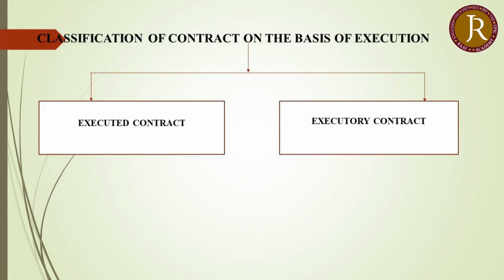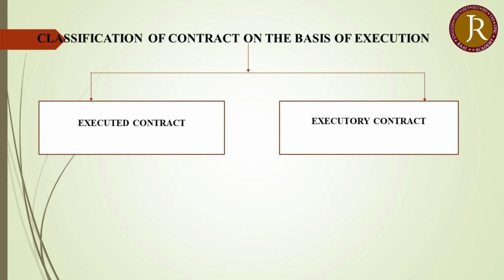Next type of contract is classification based on execution. In this, it is divided into two parts. One is executed contract and the other one is executory contract. A contract is said to be an executed contract when both the parties to a contract have performed their obligation. So here both the parties have performed their obligation. So this is called executed.